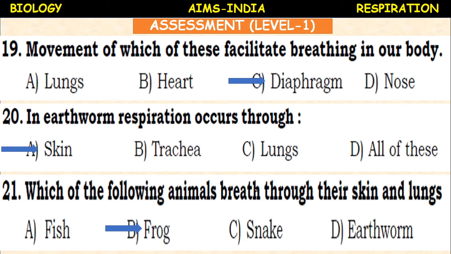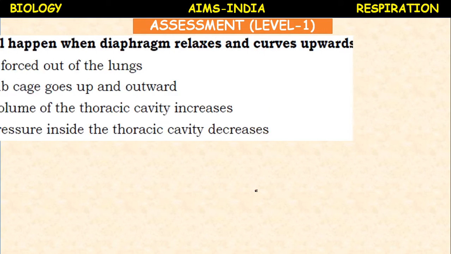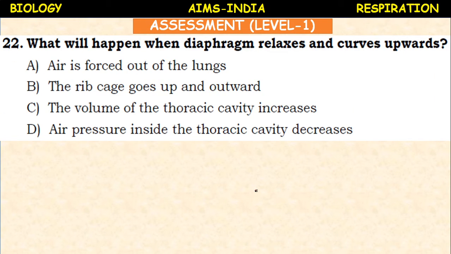What is the organ of respiration in fish? Gills. What is the organ of respiration in snake? Lungs. What is the organ of respiration in earthworm? Skin. But here the question is, which respires through skin as well as lungs? That is frog. That's why read the question, understand and then answer.